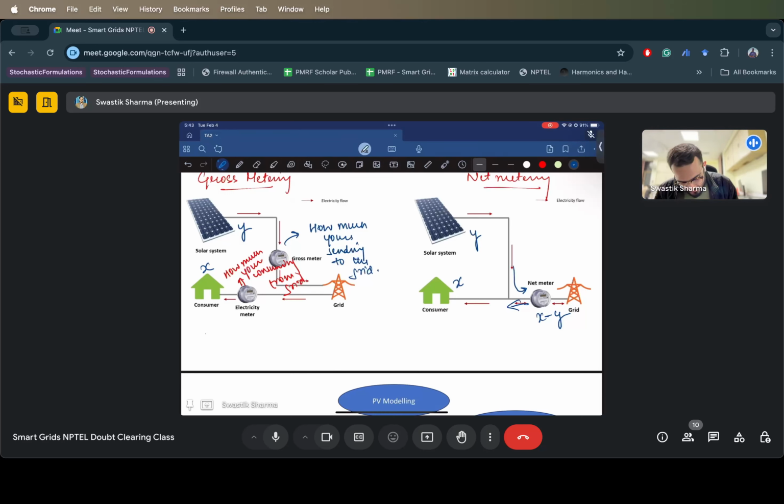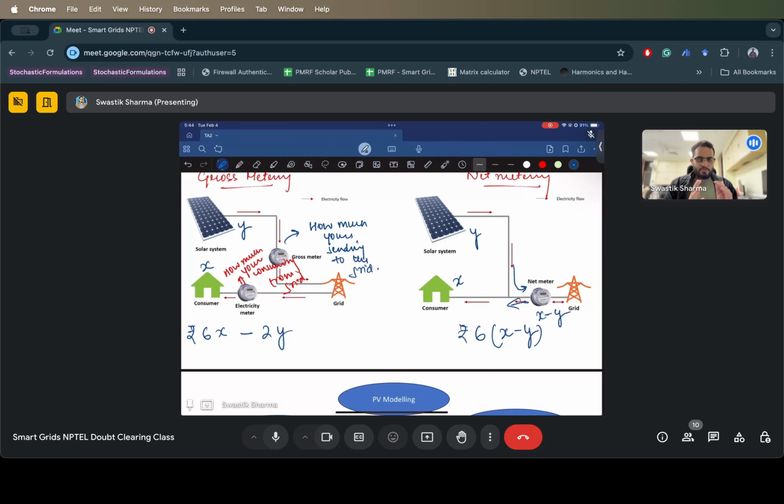So let's say I consume at 6 rupees for these X units, and I send electricity at 2 rupees for these Y units, right? But here I'm consuming at 6X minus Y. So which one is more lucrative? What do you think? Which one is more lucrative from a consumer's end? In which one would you feel that your net electricity bill is going to be lower, if I rephrase it?